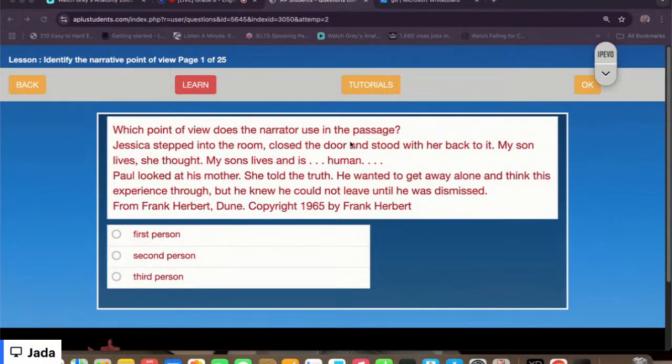Jessica stepped into the room, closed the door, and stood with her back to it. My son lives, she thought. My son lives and is human. Paul looked at his mother. She told the truth. He wanted to get away alone and think this experience through. But he knew he could not leave until he was dismissed.